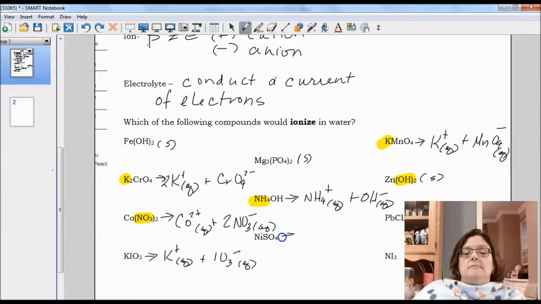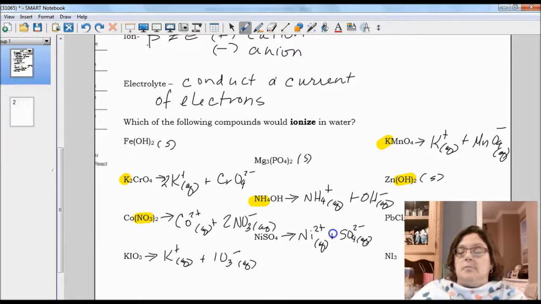Nickel sulfate, it's not PMS, and it's not the big 3 on the alkaline earth metals, so this guy will dissociate. This is nickel 2. How do I know that? Well, the sulfate is always a -2, and there's only 1 nickel bonded with him, so he has to be +2.